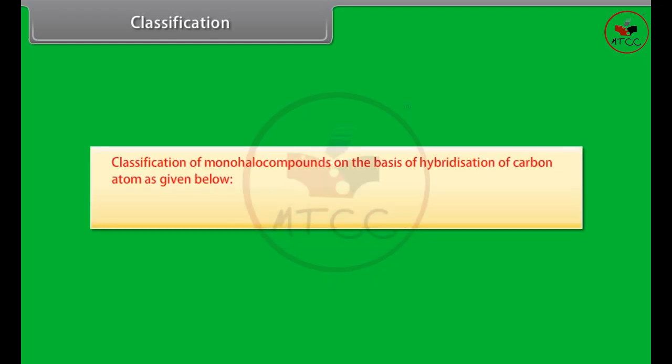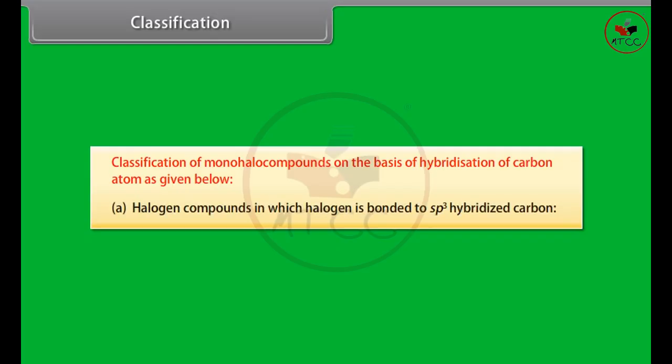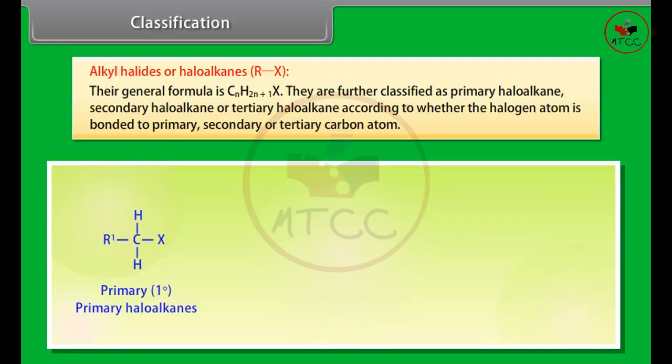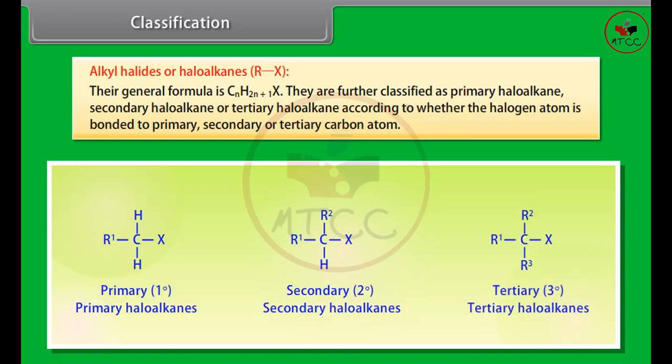Classification of monohalo compounds on the basis of hybridization of carbon atom as given below. Halogen compounds in which halogen is bonded to sp3 hybridized carbon. Alkyl halides or haloalkanes, RX. Their general formula is CnH2n+1X. They are further classified as primary haloalkane, secondary haloalkane, or tertiary haloalkane according to whether the halogen atom is bonded to primary, secondary, or tertiary carbon atom.